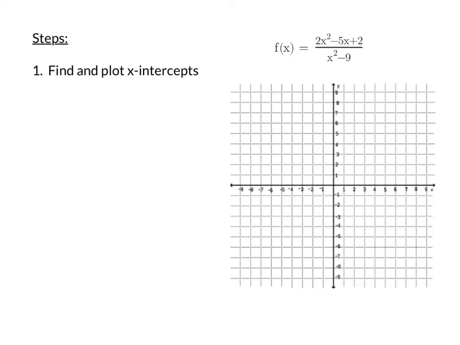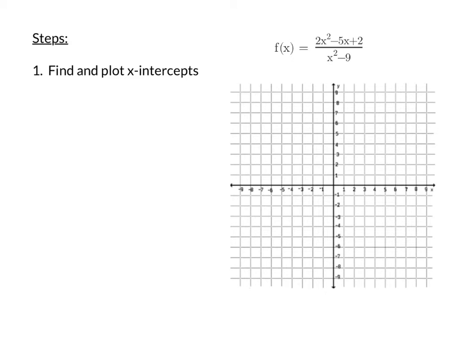Now let's take a look at the example f of x equals the quantity of 2x squared minus 5x plus 2 over the quantity of x squared minus 9. The first thing I'd like to do is find and plot the x-intercepts. Remember, the x-intercepts are the real zeros of p of x, or the numerator of our function.